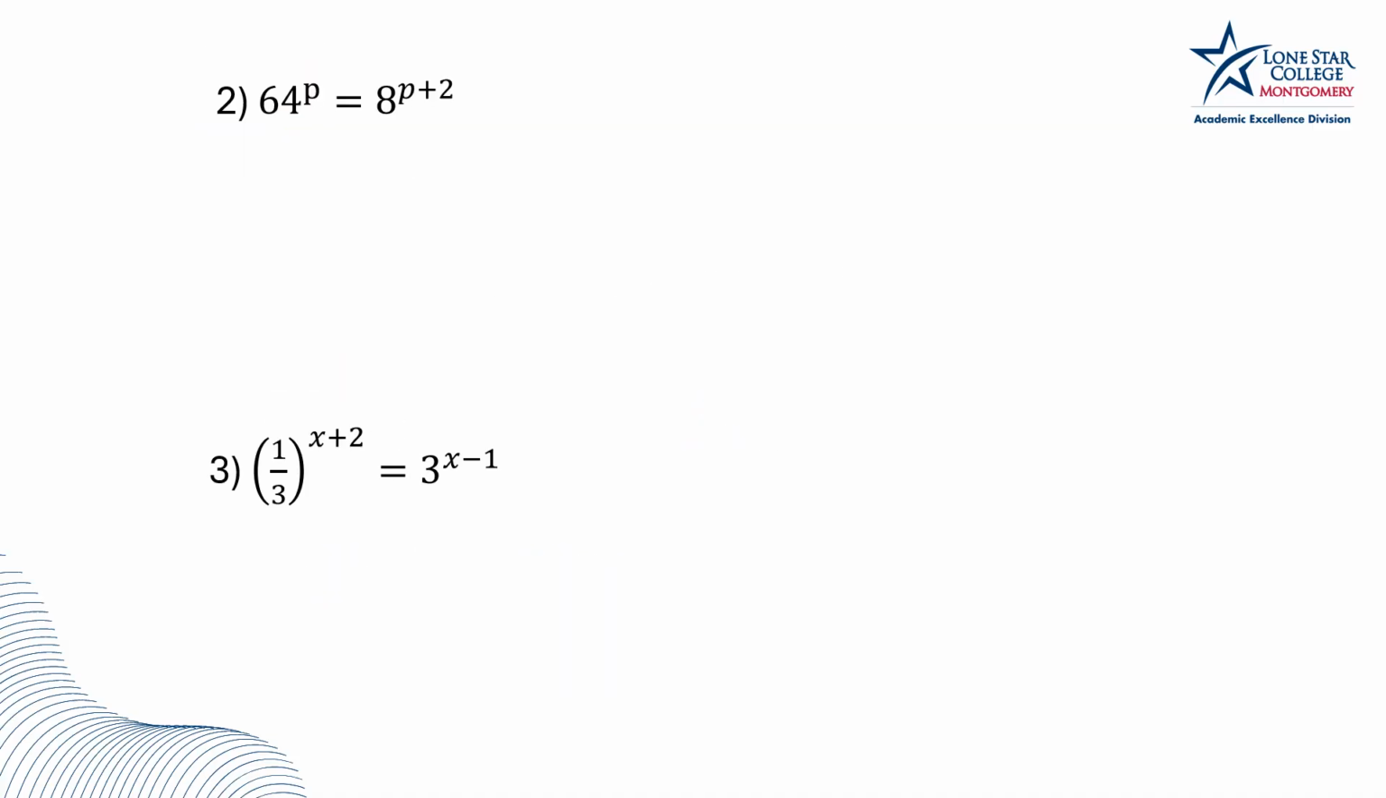All right, so let's look at a couple more examples. Number 2 here, we have 64 to the p equals 8 to the p plus 2. The first thing we need to do is convert both of these exponentials into the same base. So you know 64 can actually be rewritten as 8 to the power of 2.